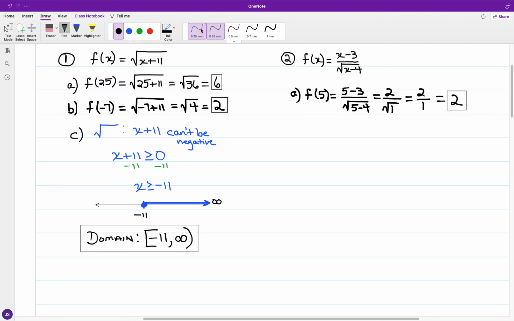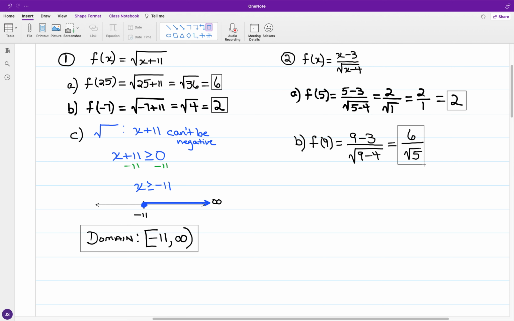For part B, we have the input value x at 9. So with f of 9, we have 9 take the place of x, so x minus 3 transforms to 9 minus 3, and for the square root of x minus 4, we're going to have the square root of 9 minus 4. And we have 9 minus 3 is 6, over the square root of 5, and we have 6 over the square root of 5.